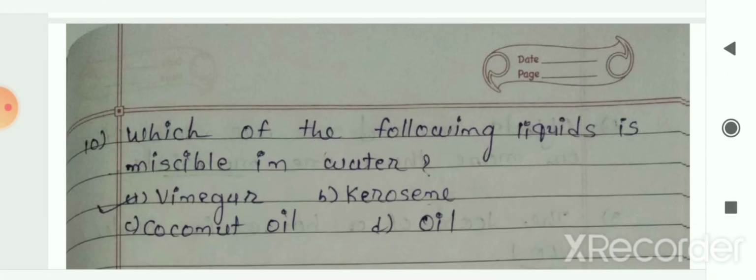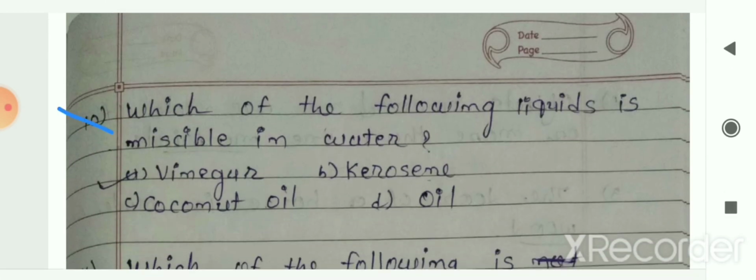Now next question, number 10. Which of the following liquids is miscible in water? The options are vinegar, kerosene, coconut oil and oil. Now miscible means that it can mix in water. So the correct answer is vinegar, that can easily mix in water. The other things, that is kerosene, coconut oil and oil, do not mix with water.